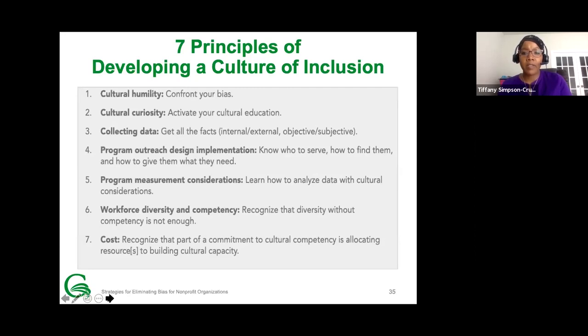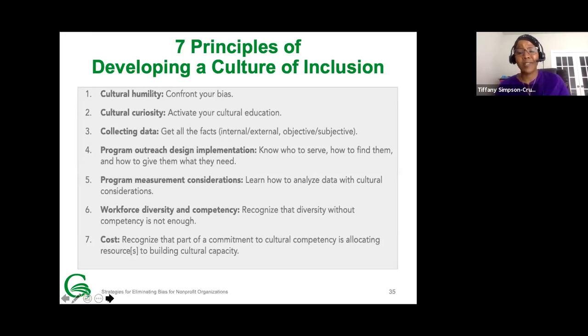Workforce diversity and competency. Recognize that diversity without competency is not enough. We've talked about this idea of ally theater, where you have the picture of diversity, but the people that are in the minority feel like they have to assimilate to fit within the culture of your organization. That is probably more damaging than even having them there in the first place. And so really understand that diversity is one piece of the equation, but including their voice and being heard is equally important as well. And the cost.